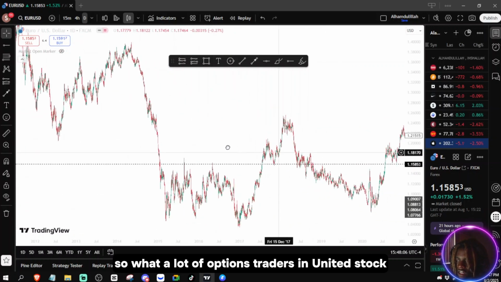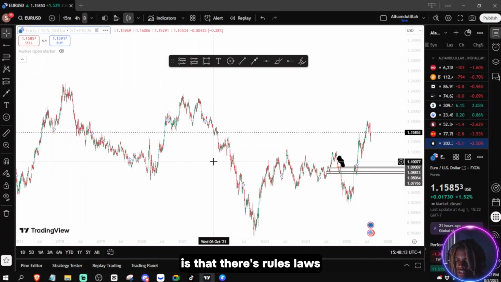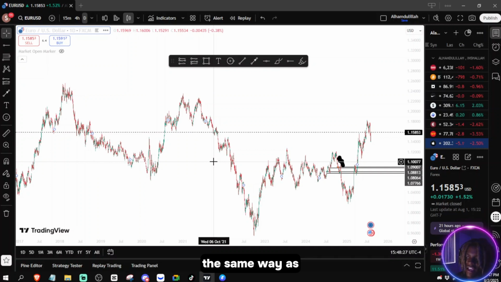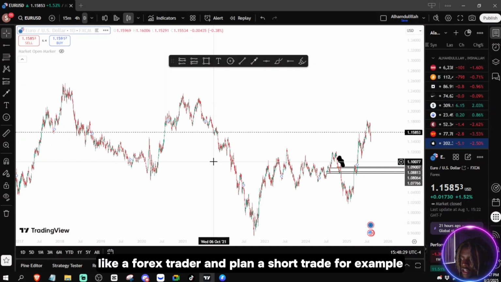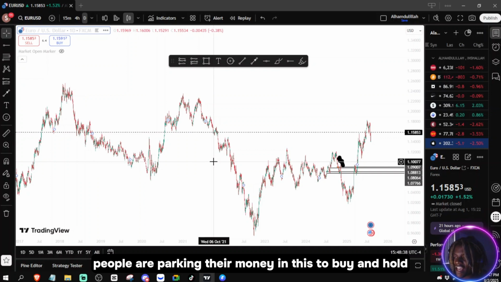So what a lot of options traders, stock futures and stock market traders misconceive is that there are rules, laws, and regulations in place to not crash these stocks to zero. Okay, there are going to be things such as short sale restrictions. So we're not going to be able to eyeball the chart the same way as a forex trader and plan a short trade, for example. So we have to think as an options trader, as a stock market trader. People are parking their money in this to buy and hold.